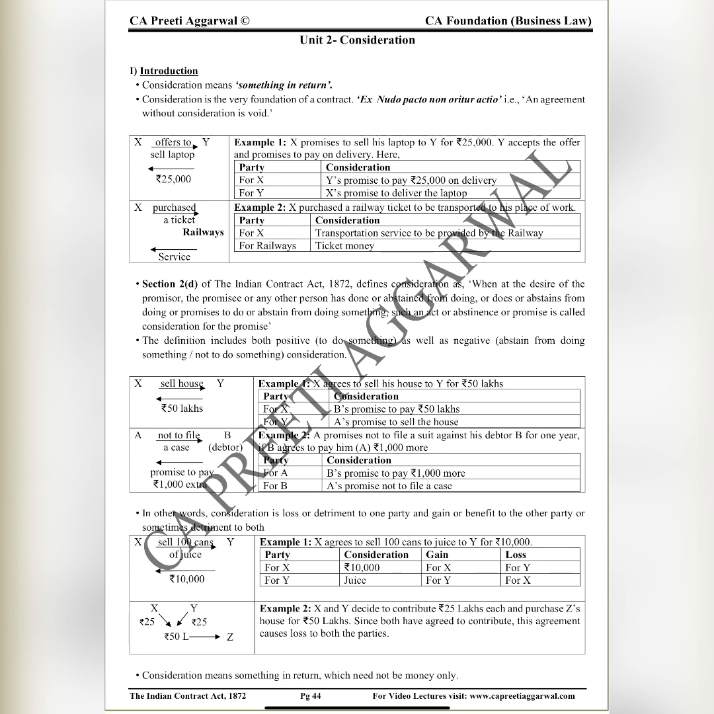So today let us discuss the concept of consideration. Consideration means something in return. This is one very important chapter for theory questions in the exam. In CA Foundation, students are always concerned about the kind of questions that will be asked in the exam, whether a theory question or a case-based question is asked from a particular chapter. This is one chapter from which you will be asked theory questions. So the entire chapter is very important for exam.